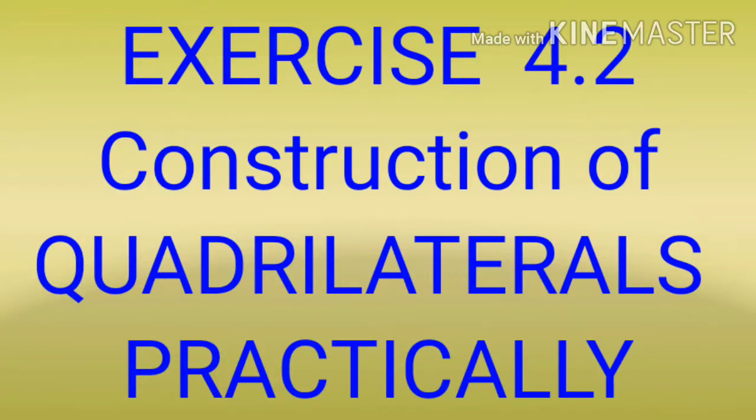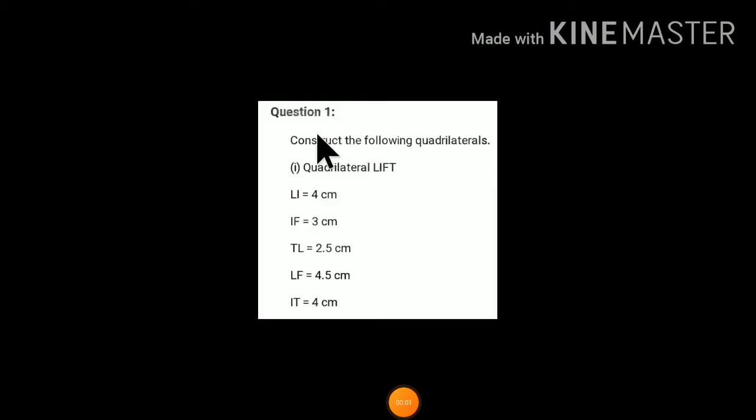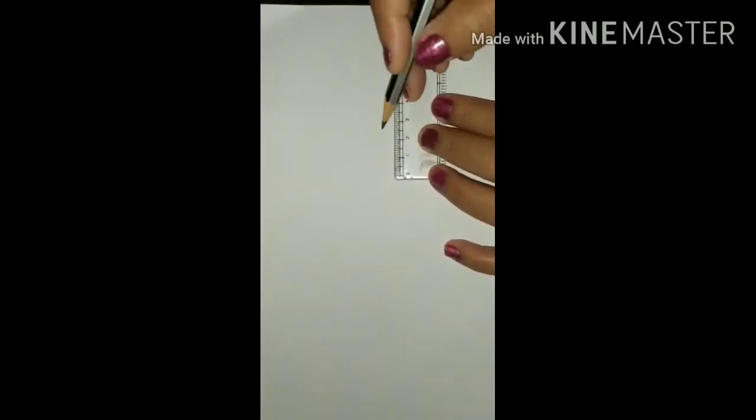Construction of quadrilateral, practically. Let us start with exercise 4.2. Question number 1. Construct the following quadrilaterals. 1. Quadrilateral LIFT. LI equal to 4 cm, IF equal to 3 cm, TL equal to 2.5 cm, LF equal to 4.5 cm and IT equal to 4 cm. Let us start to draw quadrilateral LIFT.